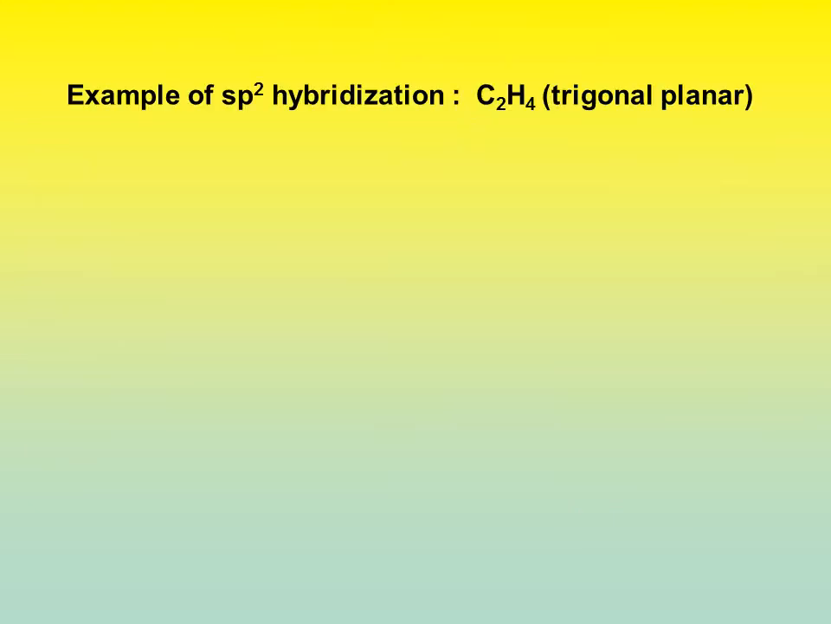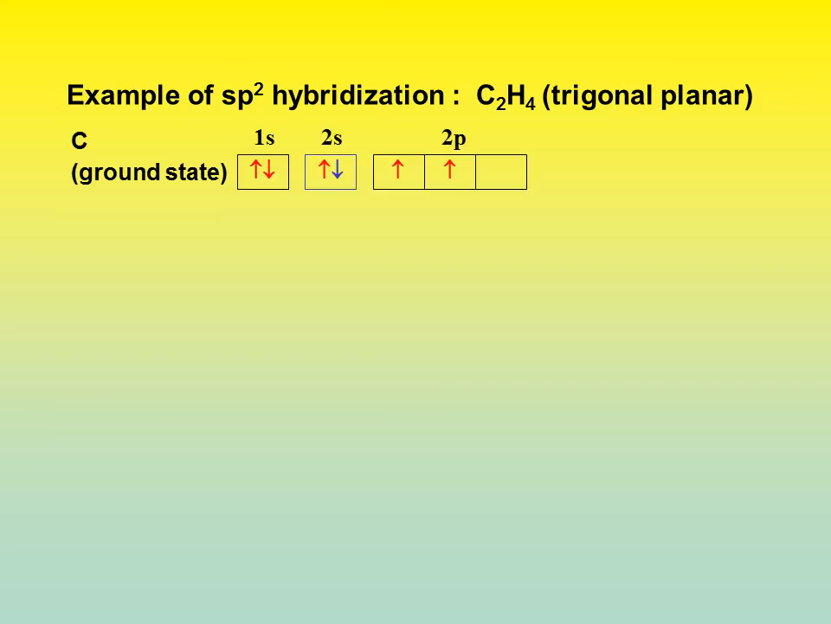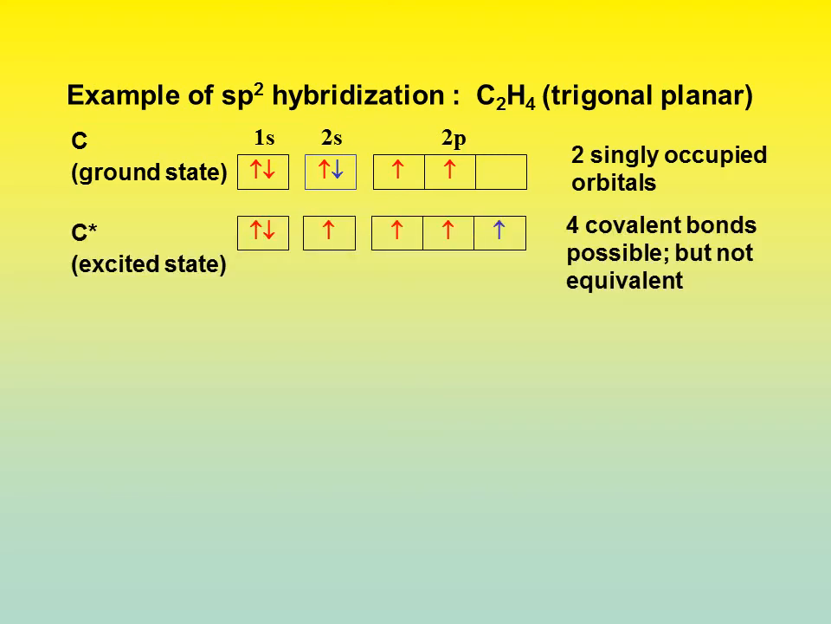Another type of sp2 hybridization can be seen in the molecule C2H4. Both the carbons in this case have a ground state of 1s2, 2s2, 2p2. One of the 2s electrons is then promoted to the 2p orbital to form the excited state.